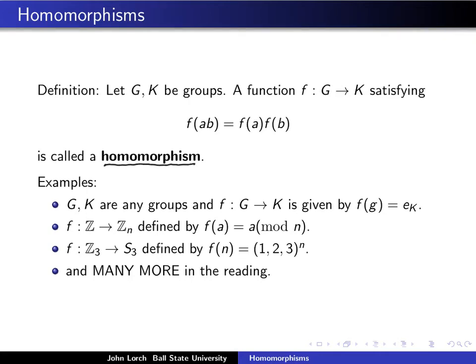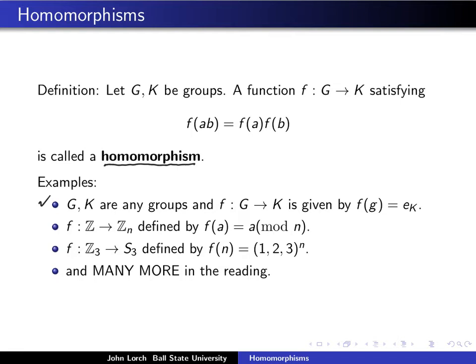So there are all kinds of examples of homomorphisms. The first example, in our first bullet, is what's called the trivial homomorphism. What it does is it just sends everything in the group G to the identity element in K. Now, it might be a good idea for you to perhaps pause the video and check to see whether that function is indeed a homomorphism.